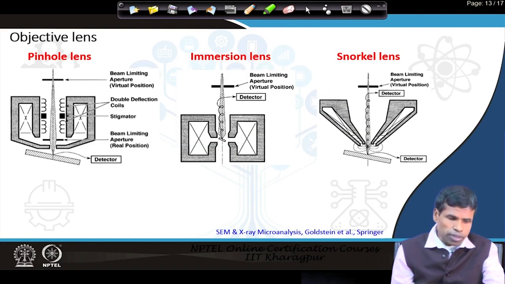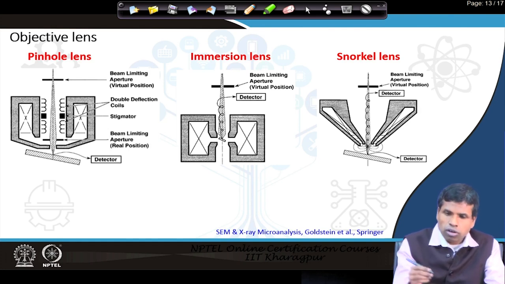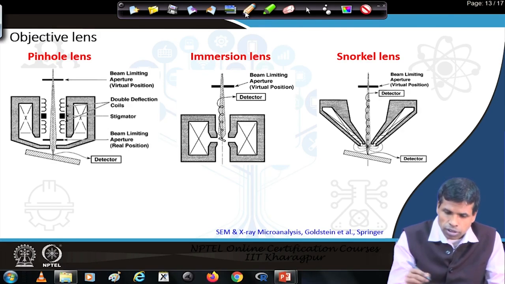So now we will discuss them one by one. Let's say first is the pinhole lens, which is also called the out-of-lens type.